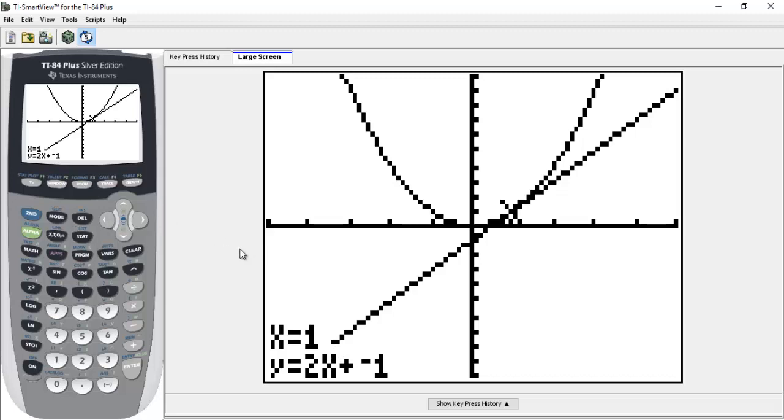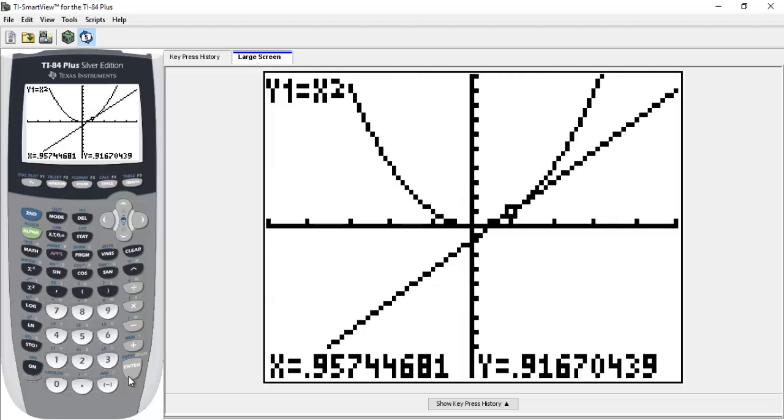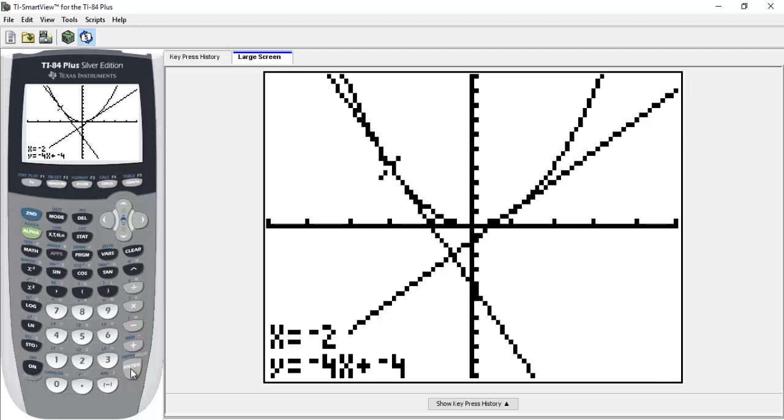We can also get it to draw tangents at any other point on the curve. If I press my second function and program button again, and then the number 5, it asks where we want to draw the tangent. I'm going to draw the next one at x equals -2 and press enter. You can see it draws a new line with a new equation, y equals -4x plus -4. That -4 coefficient of x is important in finding the derivative and working in introductory calculus.